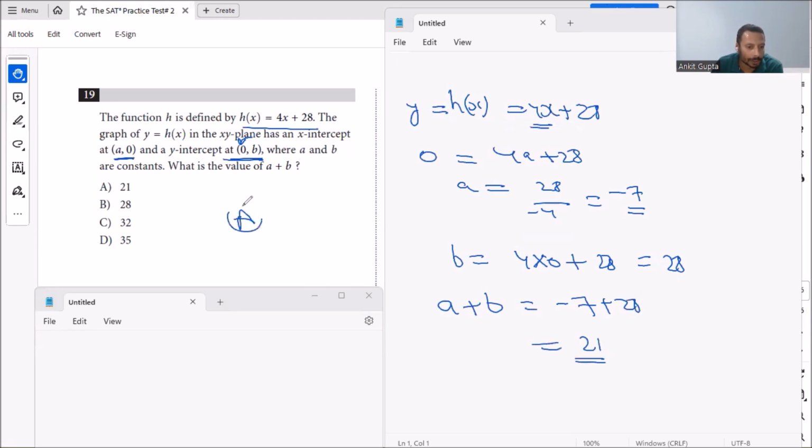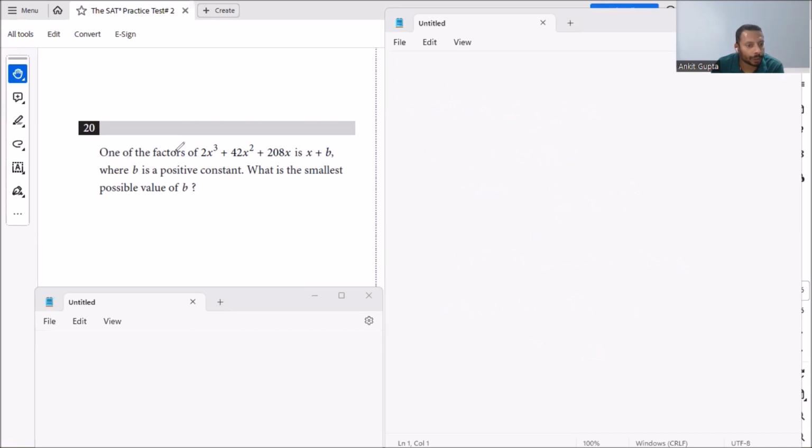So answer will be option number A. One of the factors of 2x cubed plus 4x square plus 208x is x plus b. If b is a positive constant, what is the smallest possible value of b?